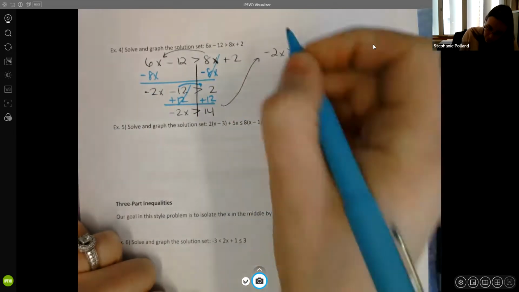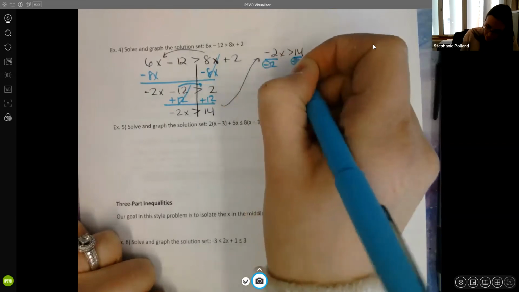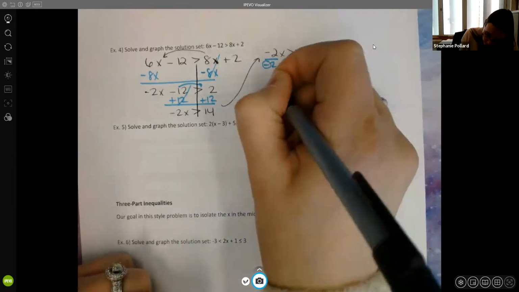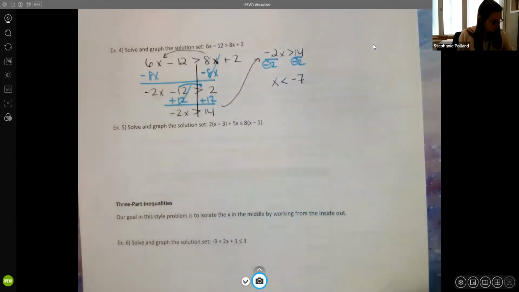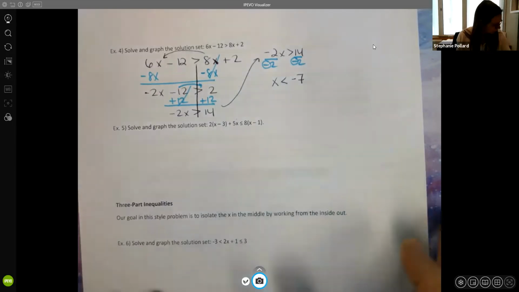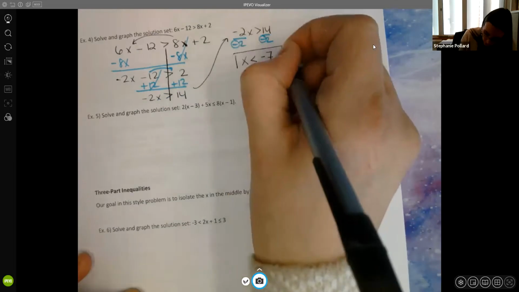Now, my next step is I have to divide by negative 2 on both sides. And be careful here, when I divide by a negative, I'm going to have to flip that sign. So I get x is less than negative 7. So here's our answer. Again, this is sort of the informal answer.